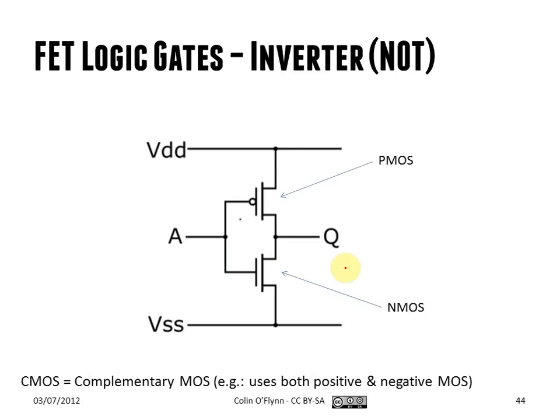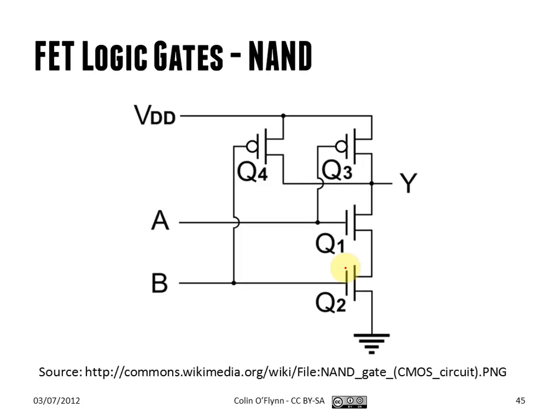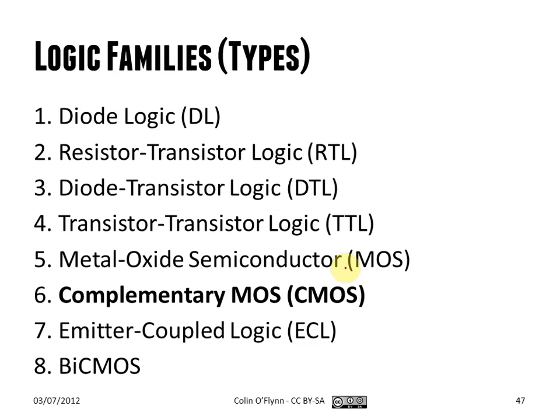And using such switches, you can build up all of the basic gates. So there are a few examples: NAND gates, NOR gates, and XOR gates. All of them can be built with just those electronic switches.